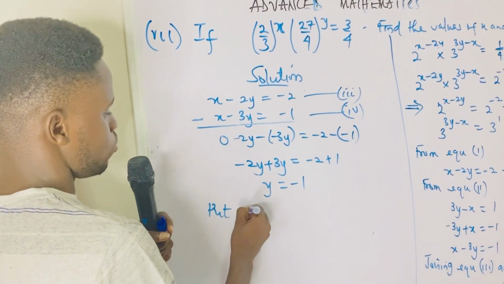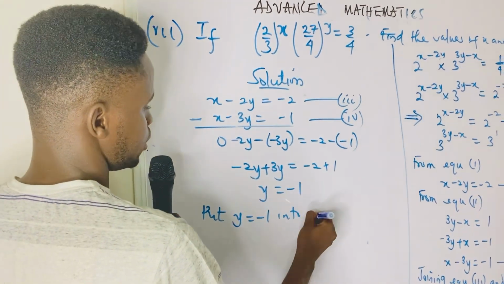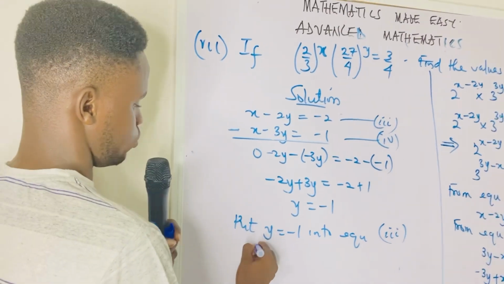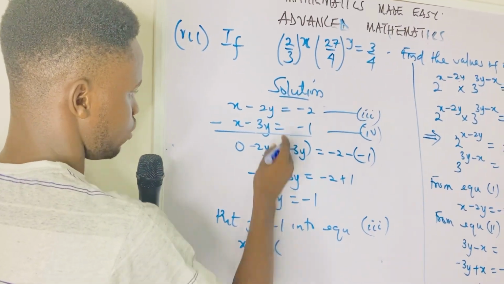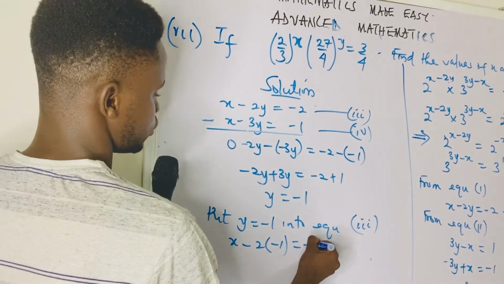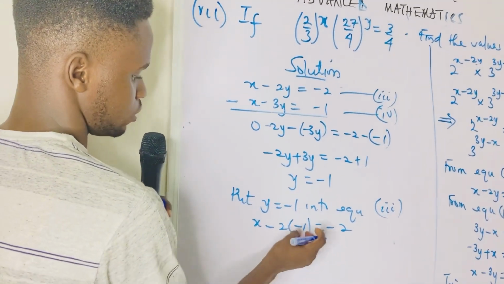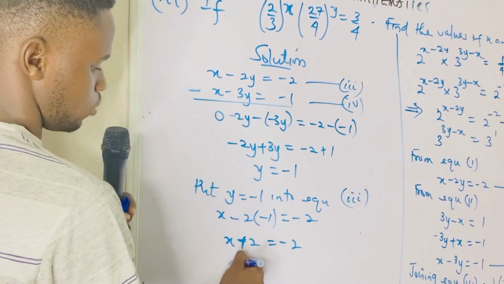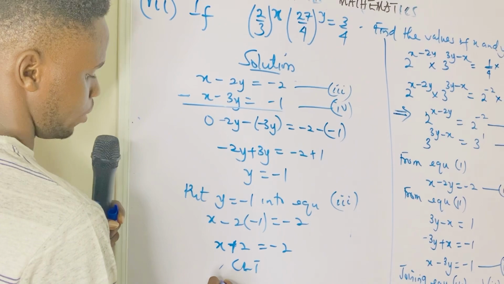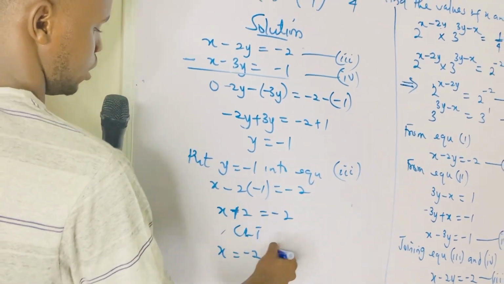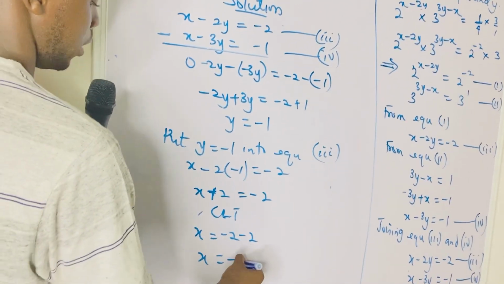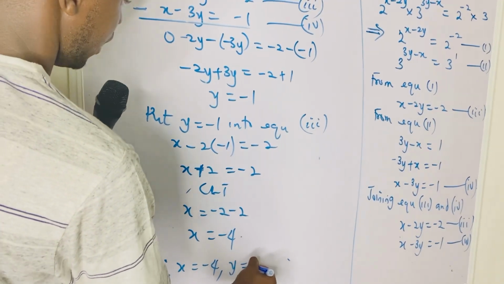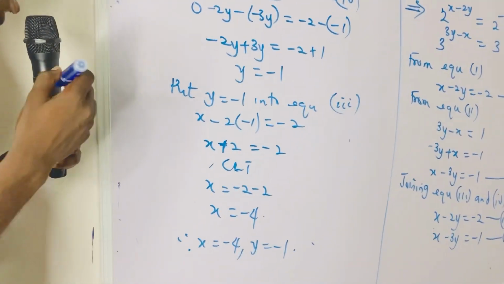And you put y equals minus 1 in any equation, let's say equation 3 above. So we have x minus 2 times, instead of y, minus 1, equals minus 2. Open the bracket: minus 2 times minus 1 will become plus 2, so x plus 2 equals minus 2. Collect the terms and take it to the other side. Now we have x to be minus 2 minus 2, and this gives us minus 4. Therefore, x is minus 4 and y is minus 1. As simple as that.